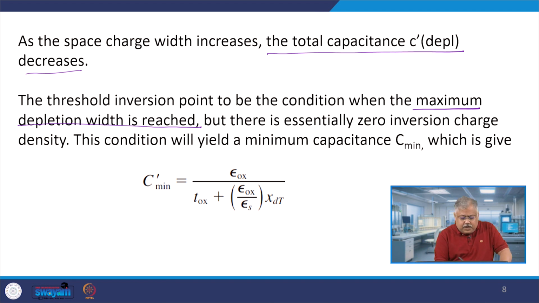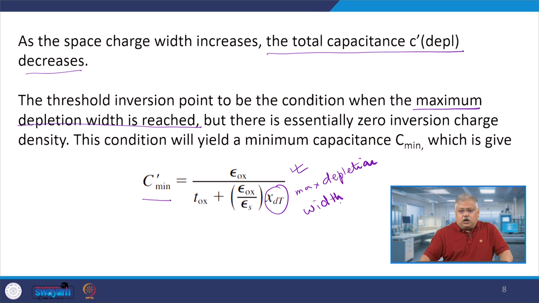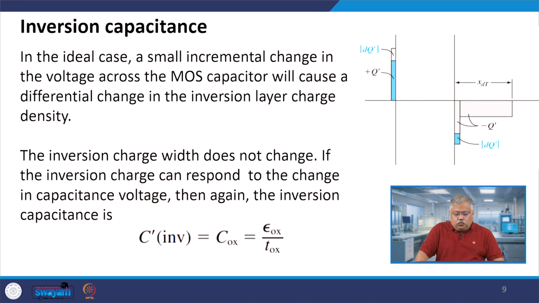So we define C min bar to be equal to this, where x dt is basically the maximum depletion width of the MOS transistor, correct. So this gives you an idea that the maximum depletion width of a MOS transistor depends on the value of your x dt. Now let me explain to you what an inversion capacitance is.